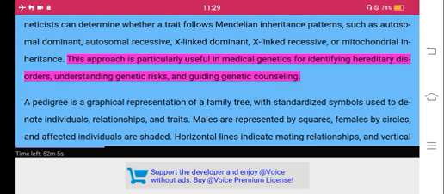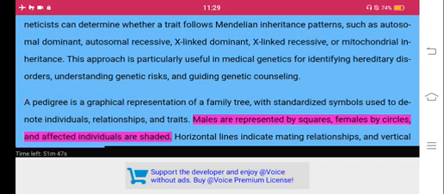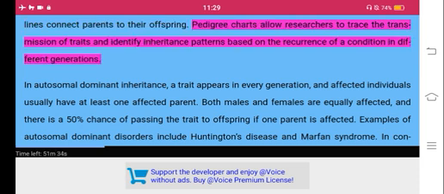This approach is particularly useful in medical genetics for identifying hereditary disorders, understanding genetic risks, and guiding genetic counseling. A pedigree is a graphical representation of a family tree, with standardized symbols used to denote individuals, relationships, and traits. Males are represented by squares, females by circles, and affected individuals are shaded. Horizontal lines indicate mating relationships, and vertical lines connect parents to their offspring. Pedigree charts allow researchers to trace the transmission of traits and identify inheritance patterns based on the recurrence of a condition in different generations.